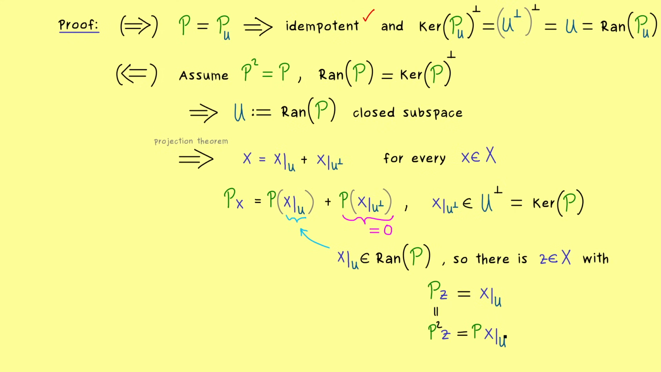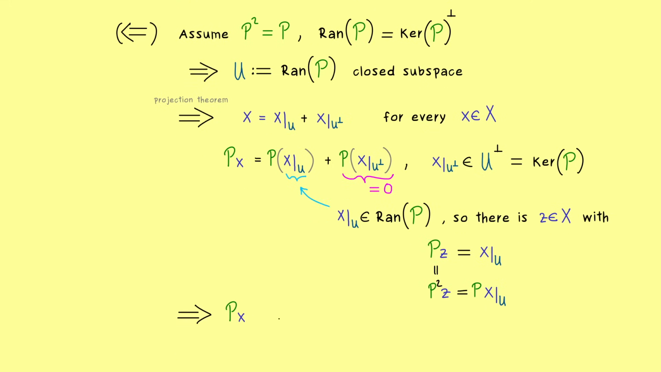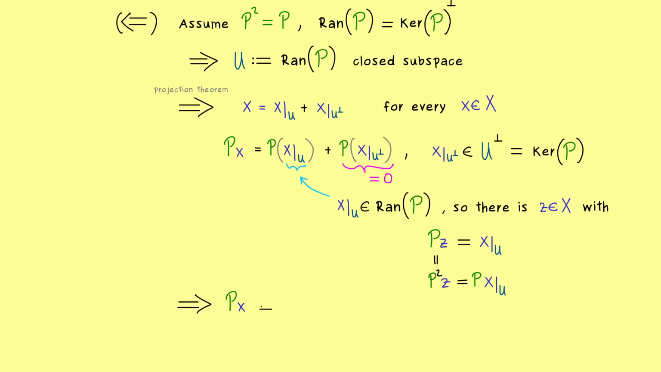And with that we are finished now. P of x is exactly the orthogonal projection of x onto U. So our general operator P is actually an orthogonal projection operator. And this finishes our proof. Now we have a nice characterization for orthogonal projection operators. We just need an idempotent operator that satisfies this equation.